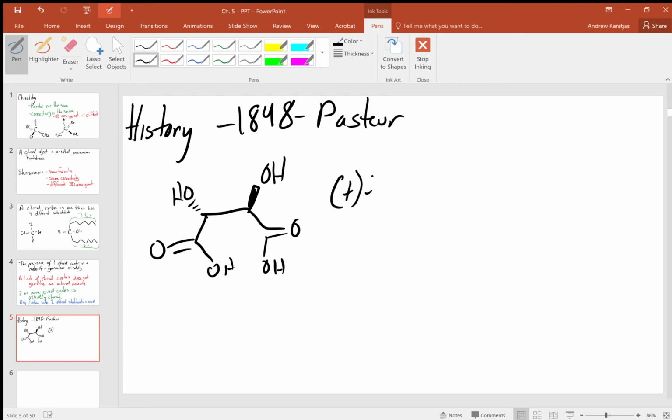This is known as plus tartaric acid, and it's actually found as a byproduct from making wine. And what Pasteur did was he was comparing this tartaric acid that was isolated from making wine to another sample of tartaric acid that he had gotten from a lab somewhere.